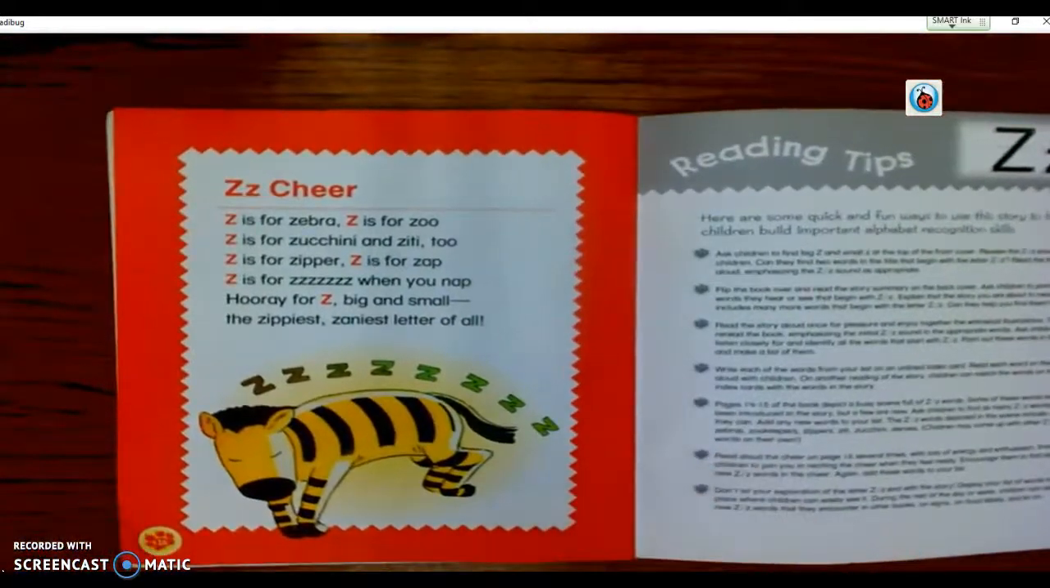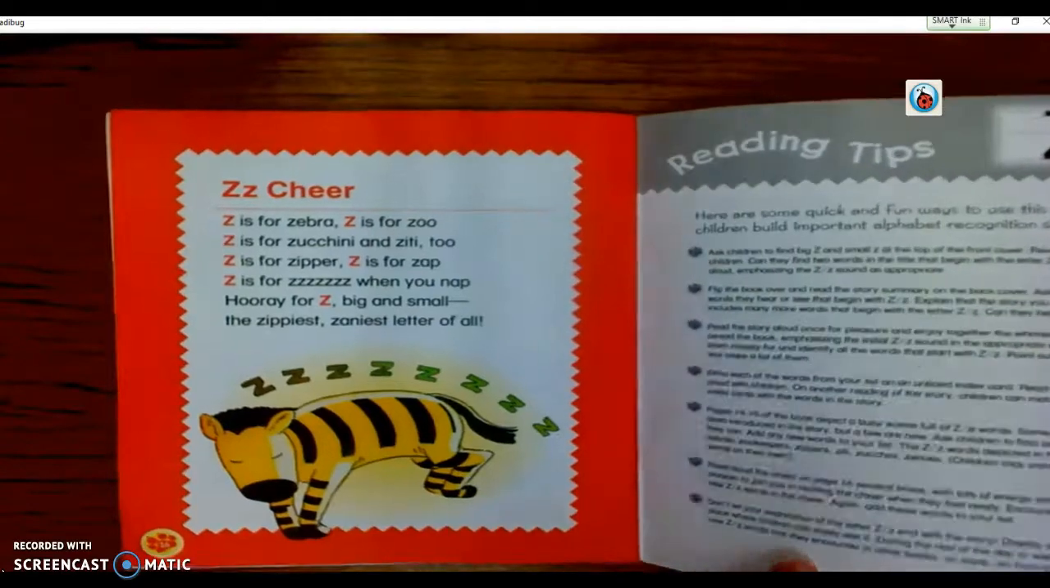Here is our cheer. Z is for zebra, Z is for zoo, Z is for zucchini and ziti too. Z is for zipper, Z is for zap, Z is for zzz, when you nap. Hooray for Z, big and small, the zippiest, zaniest letter of all.